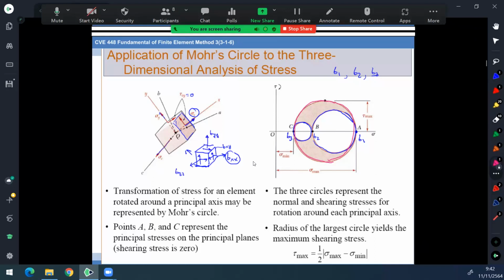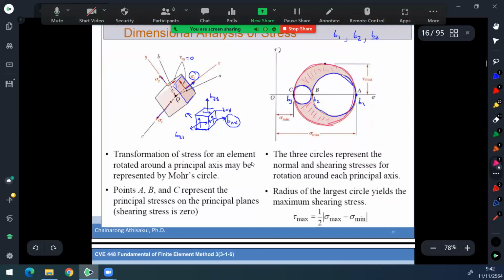So for this case, you see that we have the area where the stress may occur, that is the shaded area over here, in three dimensions. But in a plane problem, it means the stress that is possible should be along the Mohr circle, the points on the Mohr circle. One thing that you have to be careful about is the maximum shear stress. The maximum shear stress for this case is the maximum radius of the circle.